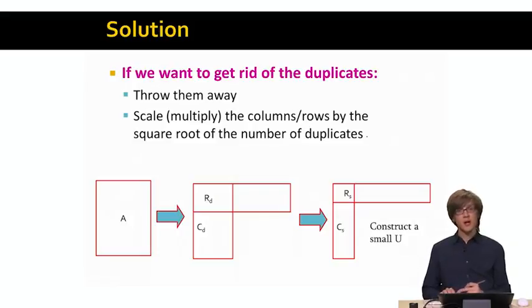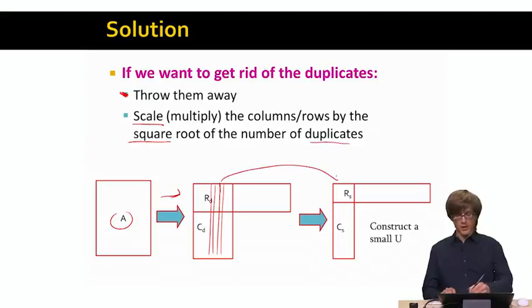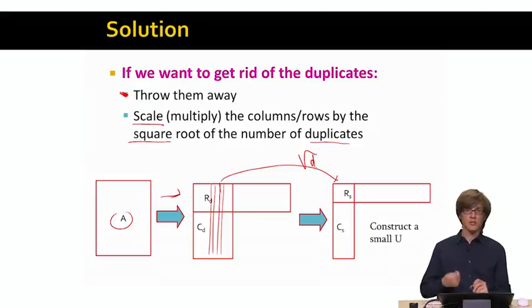Now the question is, how do we get rid of the duplicates? The idea is very simple: let's throw them away, but then scale, multiplying the original row and column by the square root of the number of times it appeared in our original data. So if I have matrix A, I compute my CUR decomposition. Imagine that I have a certain column sampled multiple times. Then I would only keep one copy of that column, but I would multiply it by the square root of d, where d is the number of times that column actually appeared in my data. I would do the same with R, and I would then construct the matrix U the same way as we talked about. So everything still works, everything is great.